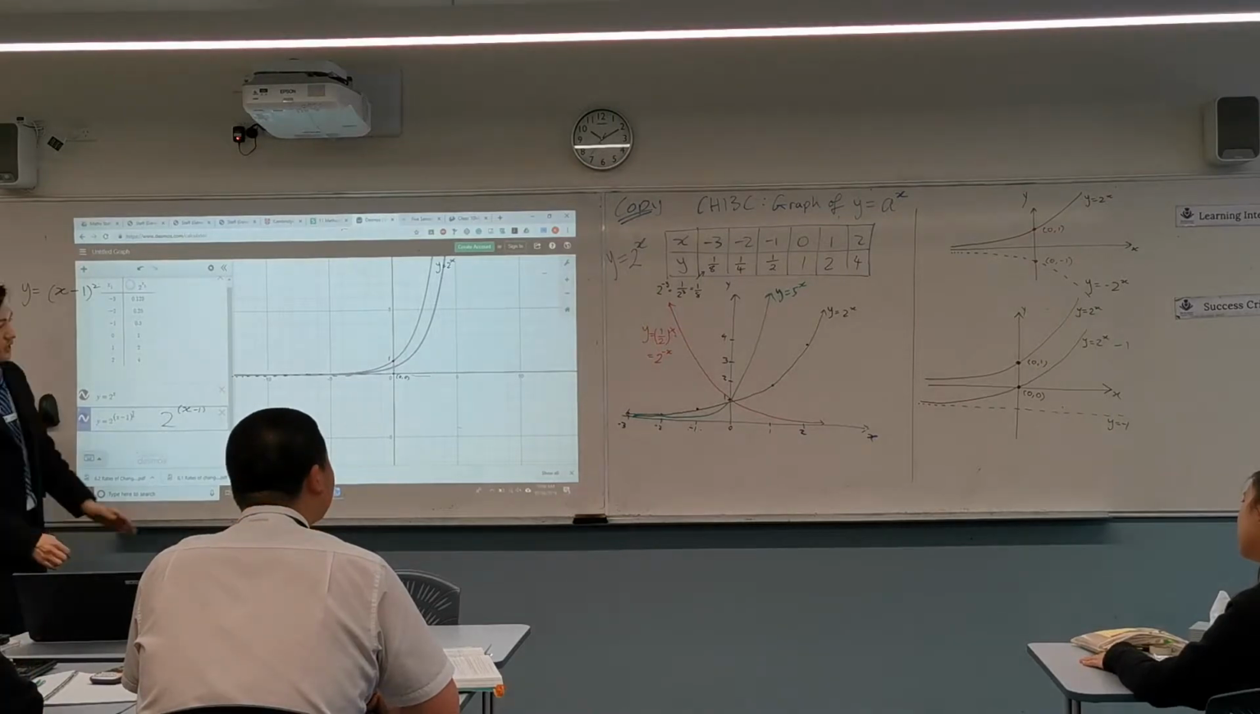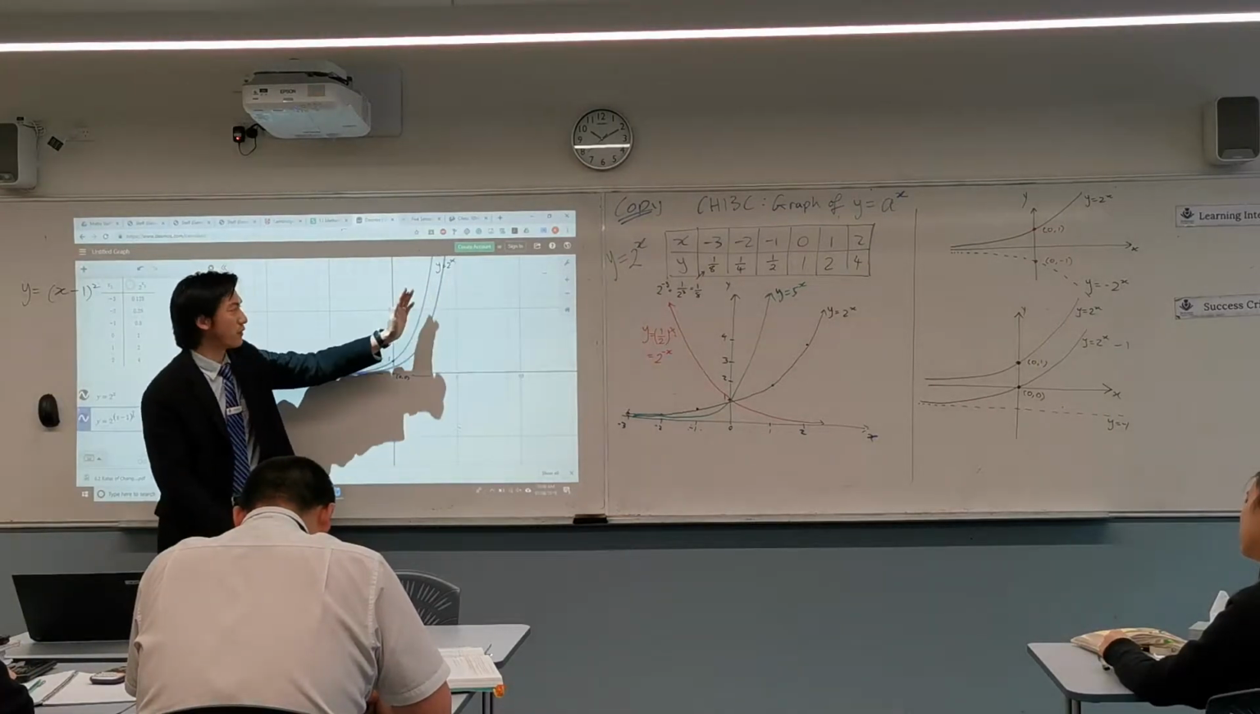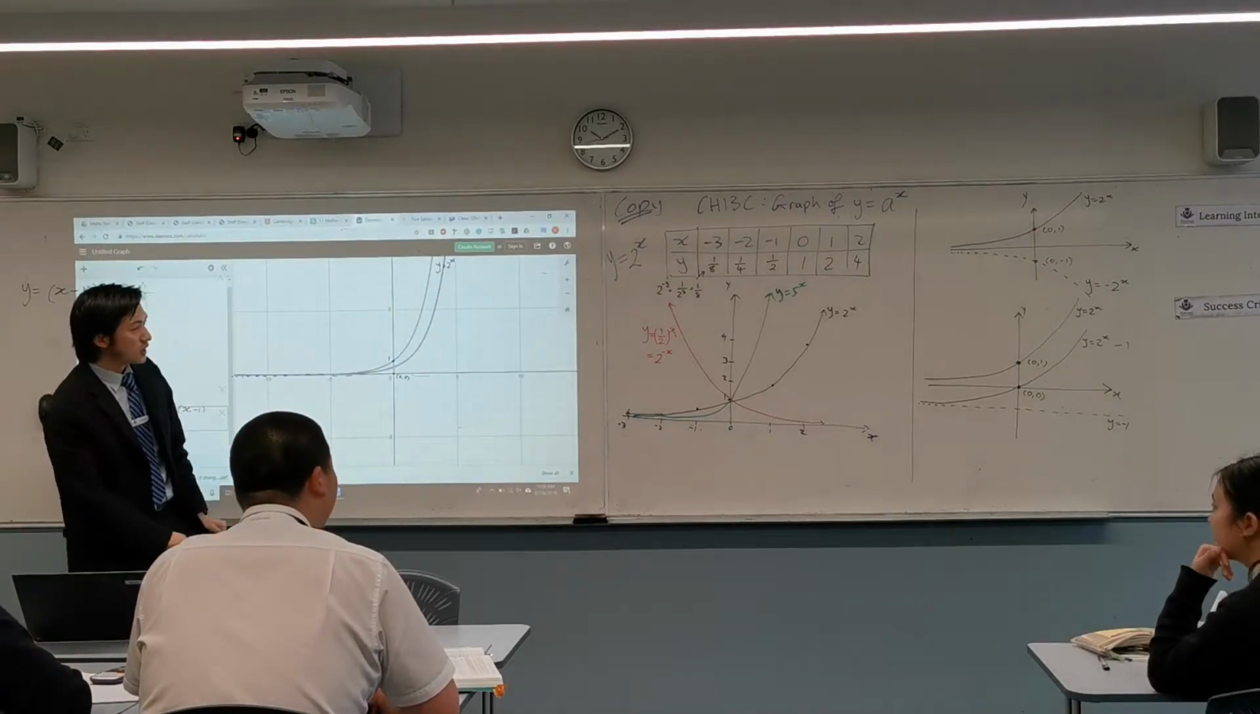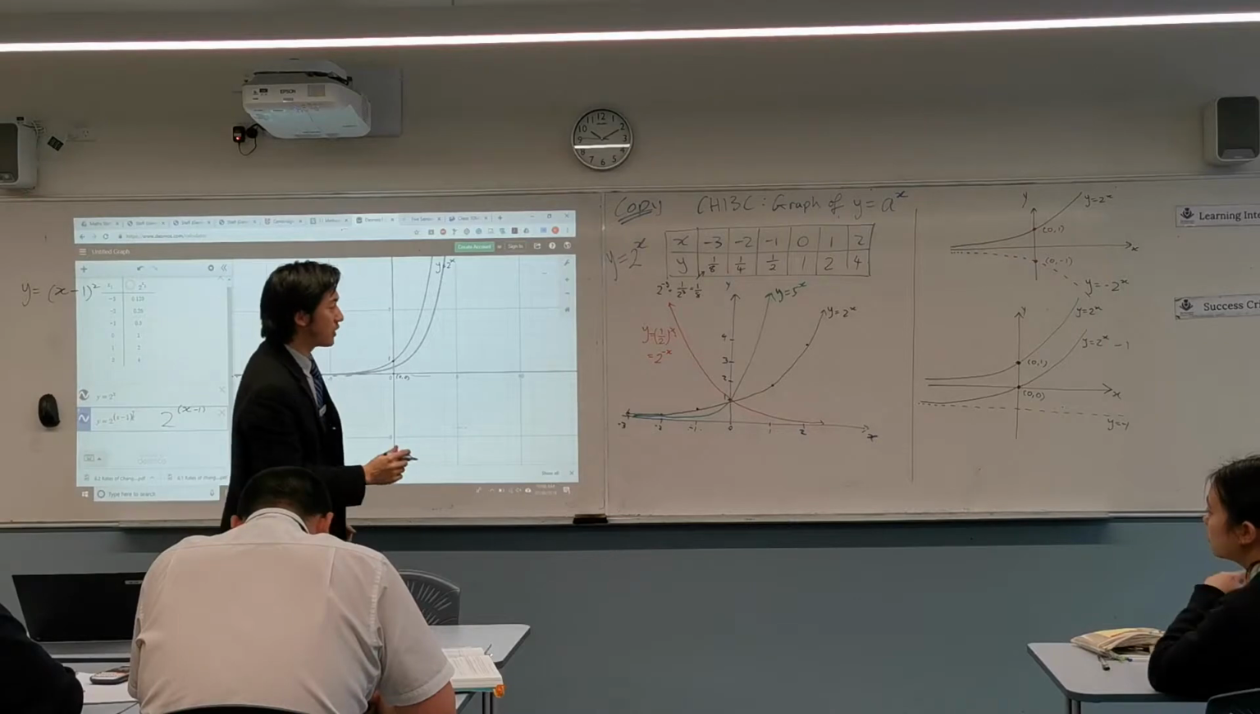So it's pretty hard to see. It's a bit more obvious when you look at the vertical part of the graph. The vertical part of the graph does seem to have shifted across by 1 unit. Okay, so that's the last thing we're going to label.